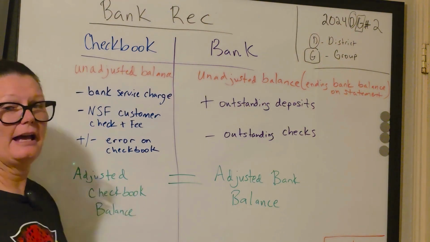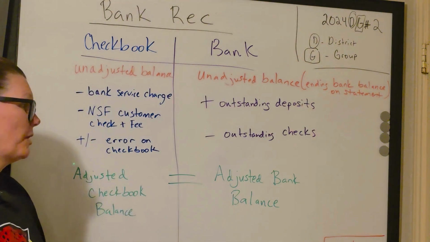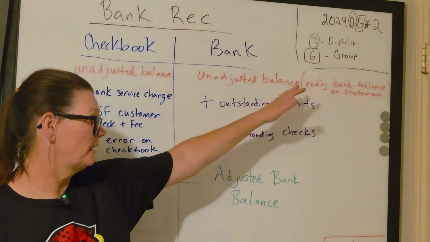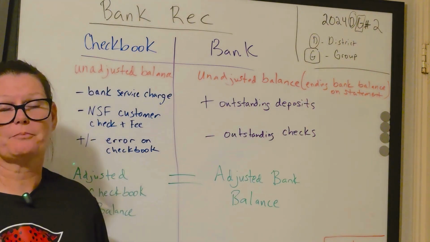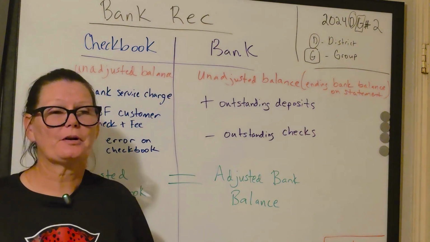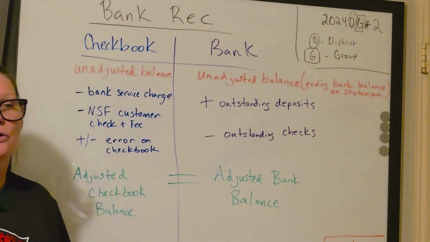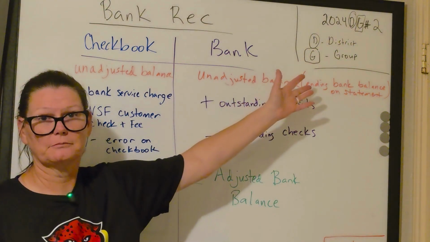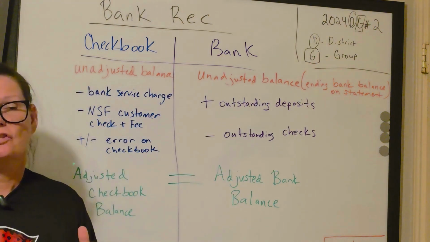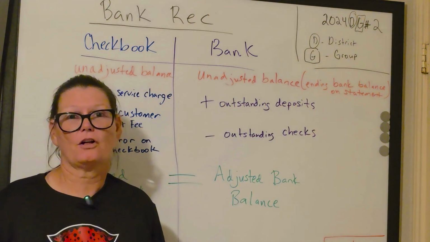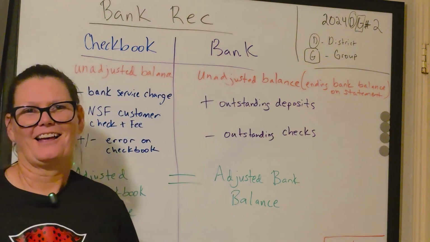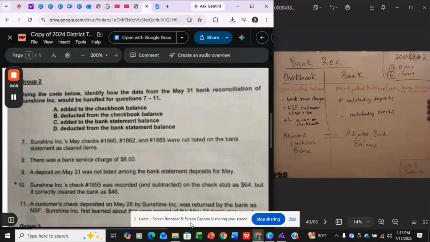So now that I've explained the concept, we're going to pull up this problem on the district test. Remember, in the descriptions, I'm always going to be posting the group problem and the answer key so you can download those and follow along with me as I teach it. Let's now take the information that we learned about how to do a bank rec and apply it to Group 2 in the District 2024 UIL test.